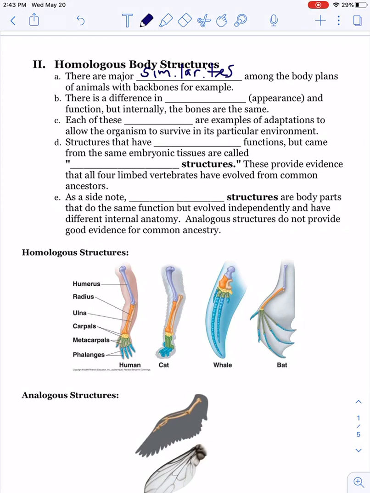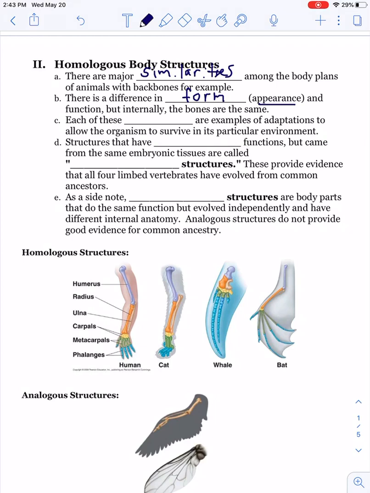The most well-documented similarity is with the forearm. And the forearm has a different form, but internally, the bones are all the same.